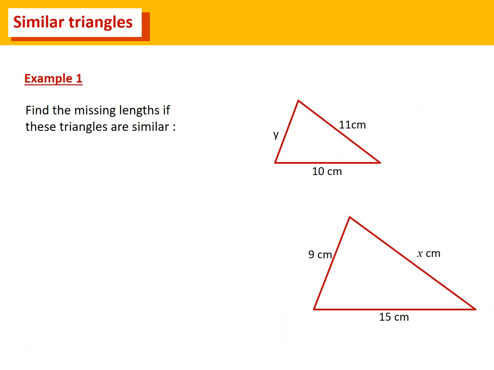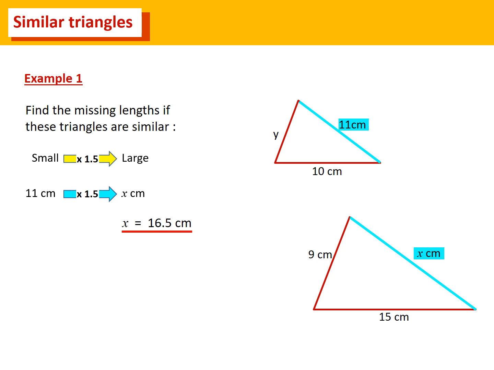So here's example 1. We're trying to find x, and in order to do so, we're going from the small to the large triangle. So we need the scale factor. So from 10 centimeters to 15 centimeters, that's a scale factor of 1.5. So in order to find the missing length x, we're going to use the 11 centimeter length on the small triangle, and it's 11 times by 1.5, and that'll give us 16.5 for x.